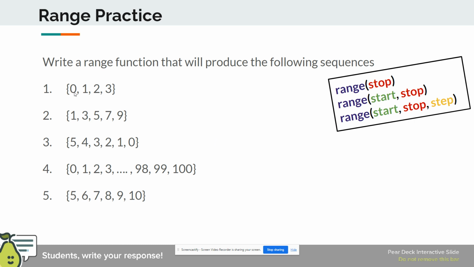If I want my sequence to be the numbers 0 through 3, well, then I would produce a range function that is just range of 4. You could also do range 0 comma 4, but range of 4 will suffice.